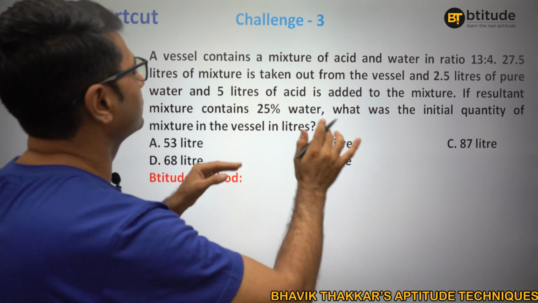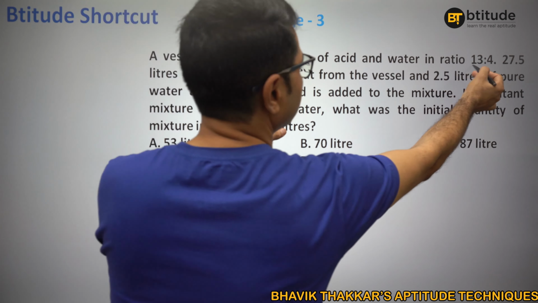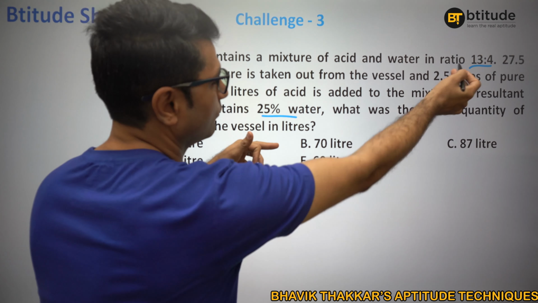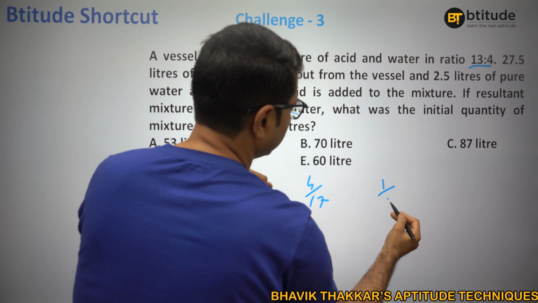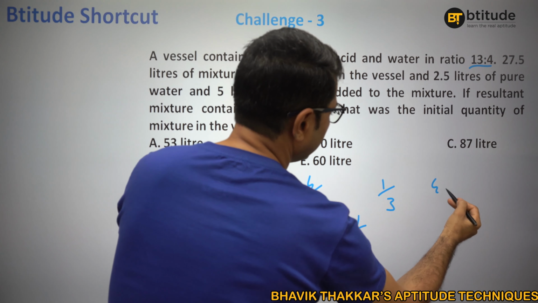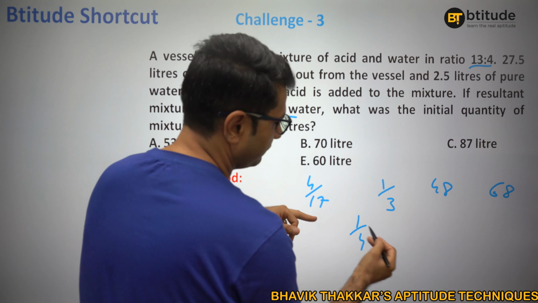Once you are reading, you will understand, okay, this is the one, this is taken out. So it's still the same. This is added and the water is given. So let's take the water. 4/17, 2.5 by 7.5 is 1/3. Finally, it is 1/4. 12 into 4, 48, 68 and 51.